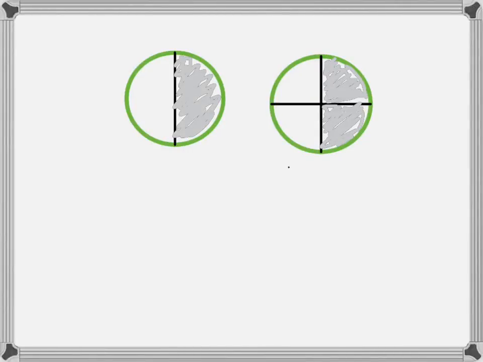Let's start by defining equivalent fractions. Equivalent fractions are equal fractions with different denominators. Look at the two circles. The first circle is divided into two parts. One of those two parts is shaded in. The second circle is divided into four parts. Two of those four sections are shaded in. But clearly both circles have 1/2 of the circle shaded in. So 1/2 is the same as 2/4.